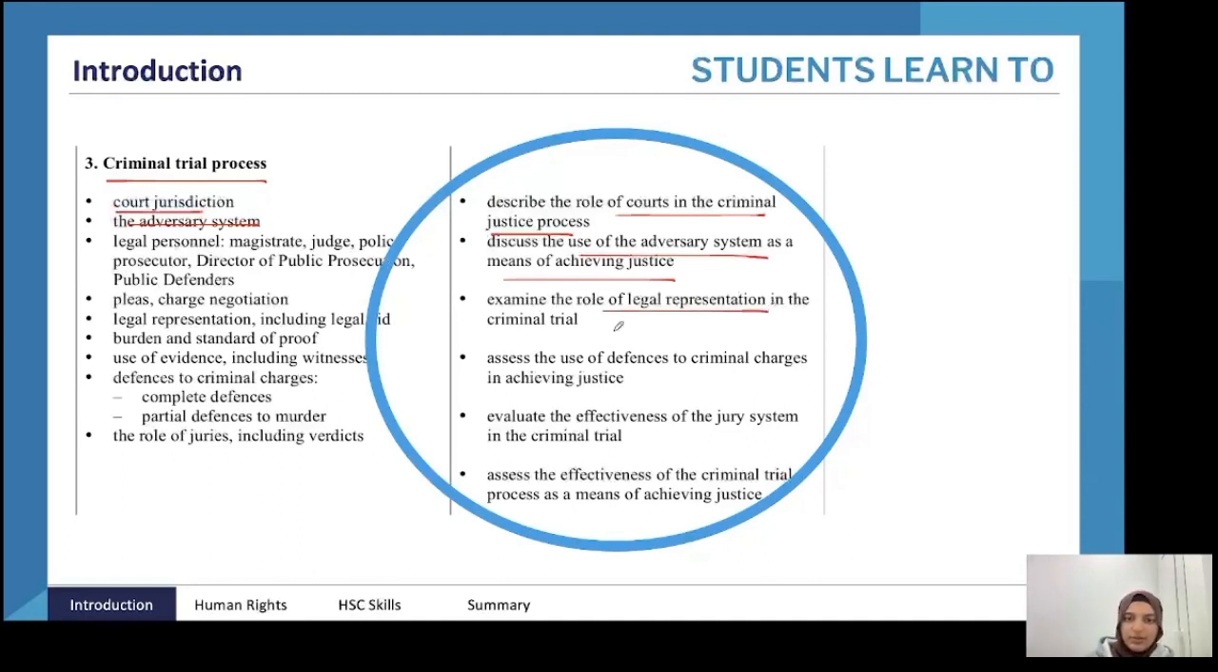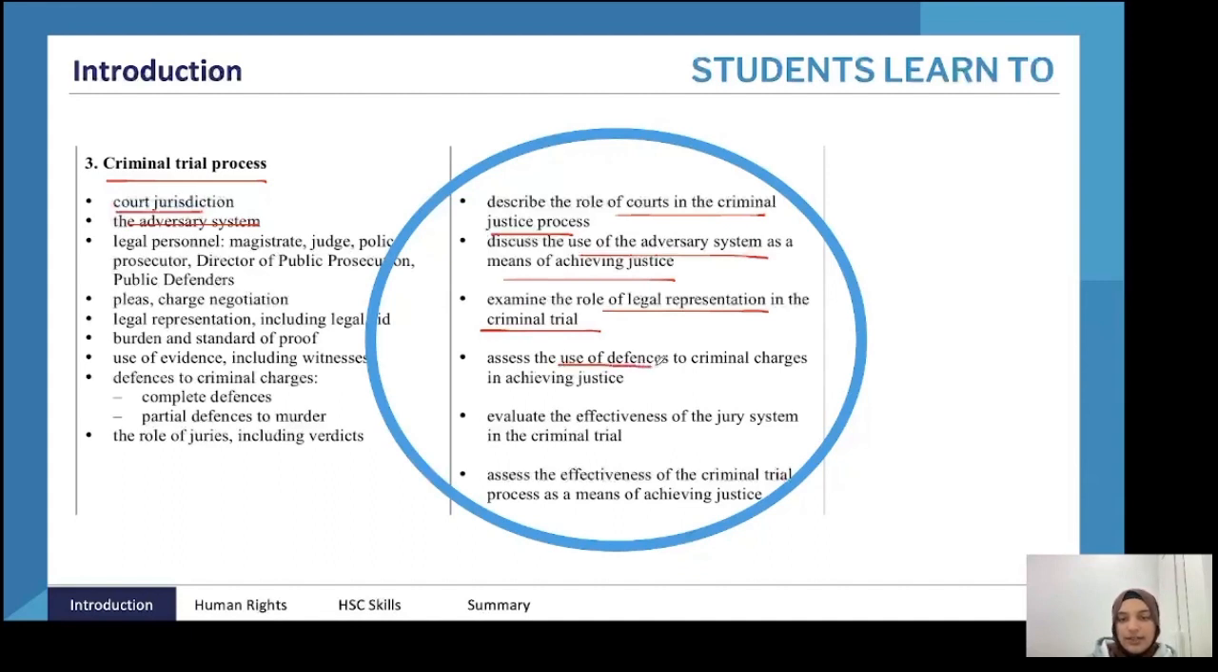Examine the role of legal representation in the criminal trial. So you go through the legal representation in the left-hand side, and then you apply it on the right-hand side. So after you go through a revision of this, see if you can answer these. And if you can, you're on the right track. If you can't, and there's a certain area you're confused with, please try and address it. Talk to a teacher, talk to a tutor, talk to somebody who can help you out in trying to understand them. Because again, the people making the paper can definitely pull questions from here.